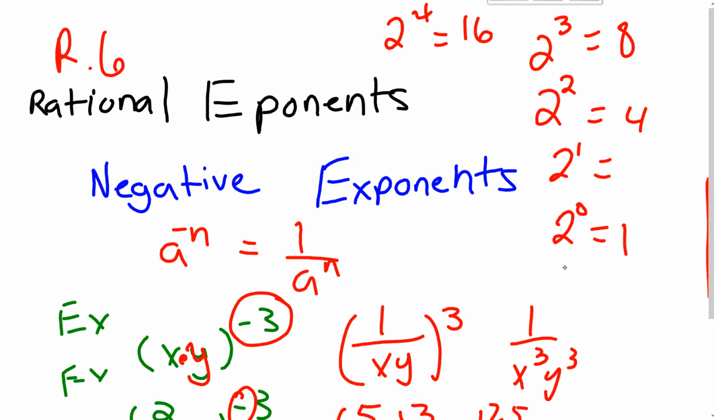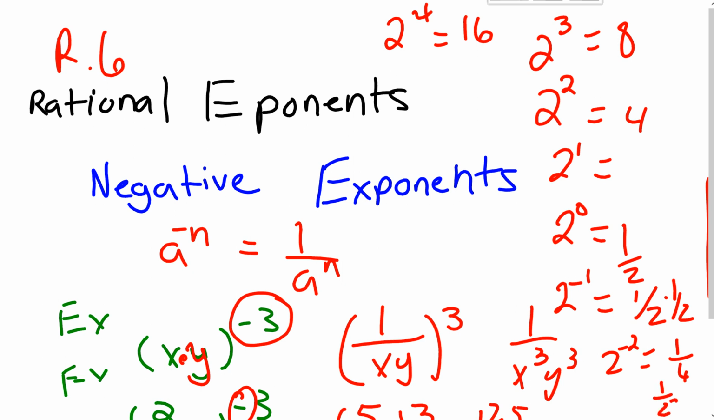And then if I drop a power again and divide by 2, that's 1/2, which is the same as 1 over 2 to the power of 1. And if I drop a power again, I just divide this by 2, which is the same as multiplying by 1/2. And that's where I get 1/4, which is the same as 1 over 2 squared. So that's why I get that negative exponent rule. That's why I can just flip it and change the sign to positive.